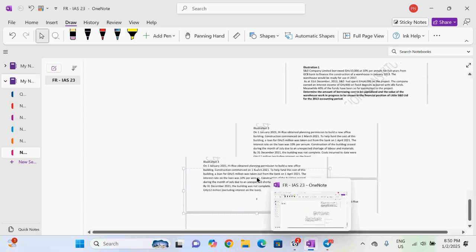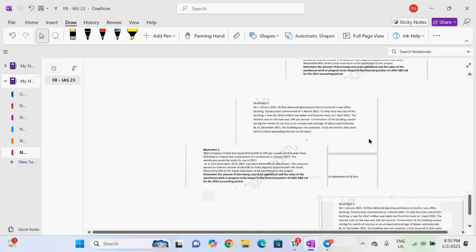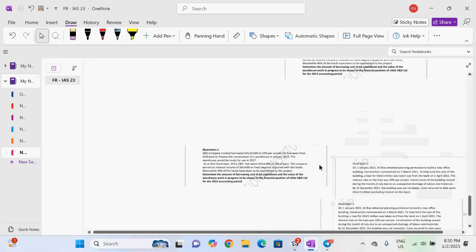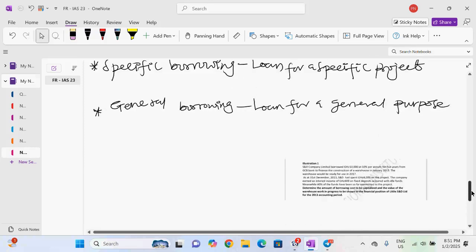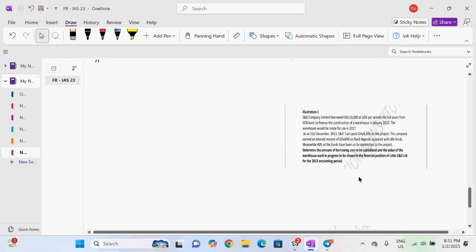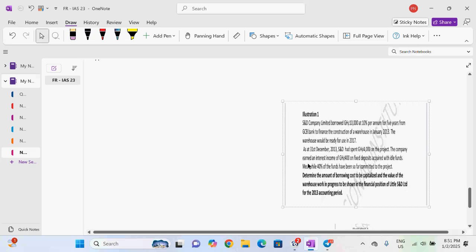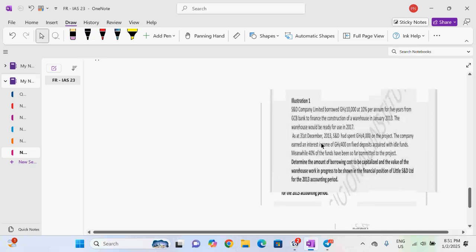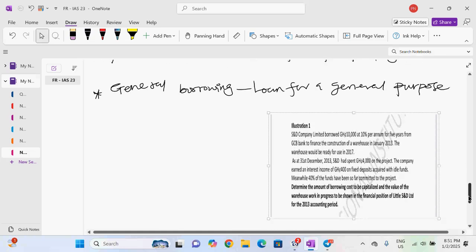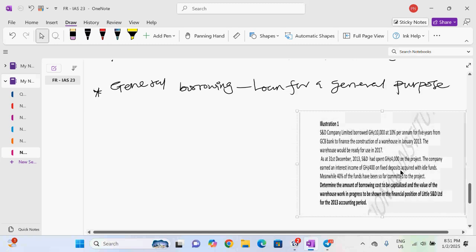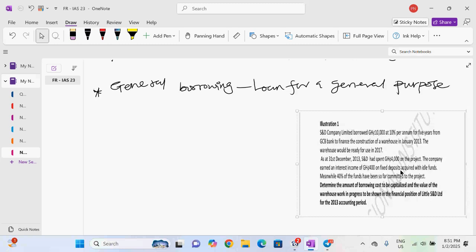S&D Company Limited borrowed 10,000 Ghana cedis at 10% per annum for 5 years from GTB Bank to finance the construction of a warehouse in January 2013. The warehouse would be ready for use in 2017. As at 31st December 2013, S&D has spent 4,000 Ghana cedis on the project. The company earned an interest income of 400 cedis on fixed deposits acquired with idle funds. Meanwhile, 40% of the funds have been so far committed to the project. Determine the amount of borrowing costs to be capitalized and the value of the warehouse work in progress to be shown in the financial position of S&D Limited for the 2013 accounting period.